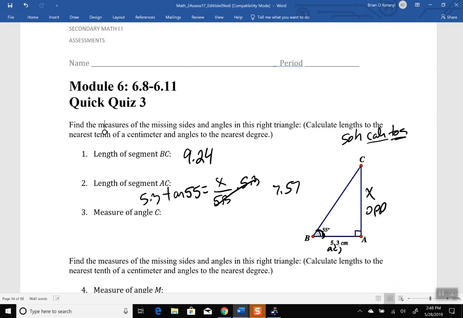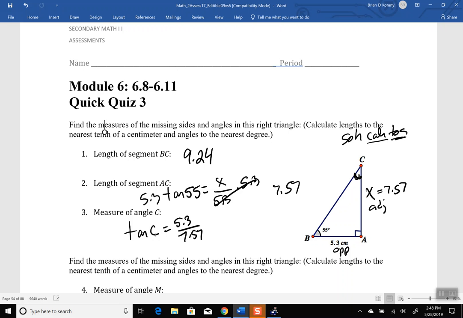And then measure of angle C. Angle C, I want to be able to relate two sides. So since I know that this is 7.57, if I relate the adjacent side and opposite side, the tangent of angle C would relate TOA, opposite side, oops, sorry. For angle C, this is the opposite side, and this is the adjacent side. So the opposite would be 5.3 over the adjacent side, 7.57.